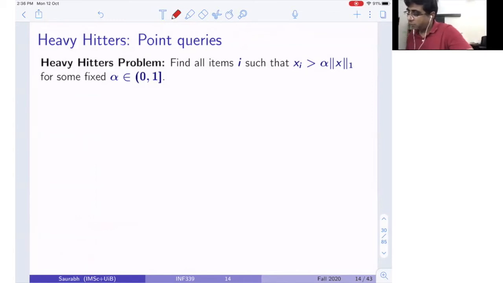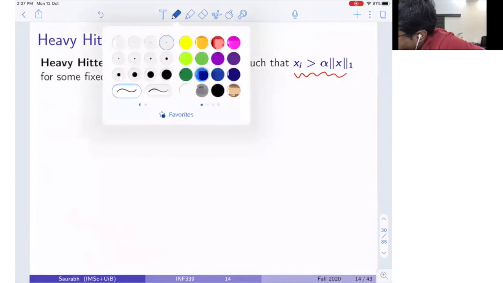So what is our heavy hitters problem? I want to find all items i such that xi is at least alpha times the norm of x 1 for some fixed alpha in (0, 1), okay? So I want to output all the xi such that it is heavy, in the sense that it is some good fraction of my magnitude. And look, I'm talking in terms of the 1 norm. You could also talk in terms of the 2 norm, but that is slightly harder to implement, so I will not talk about this. So for heavy hitters of this kind, we will be using count min sketch.